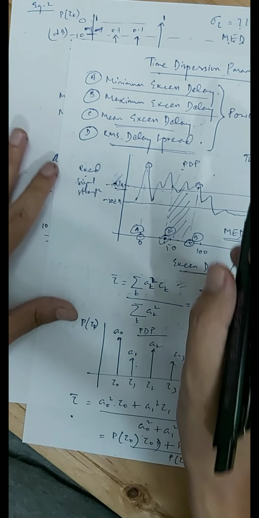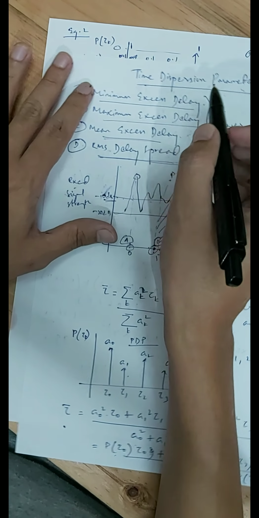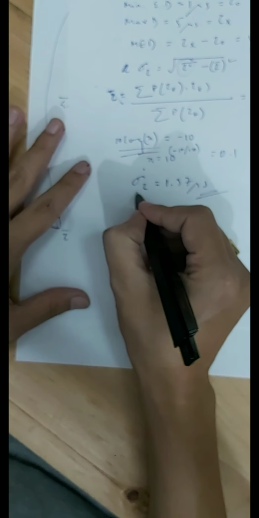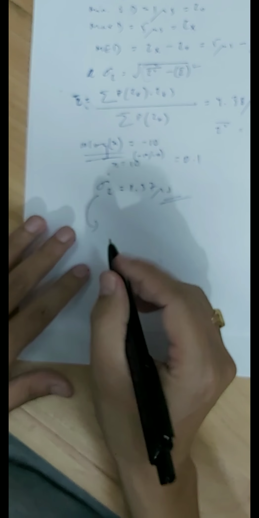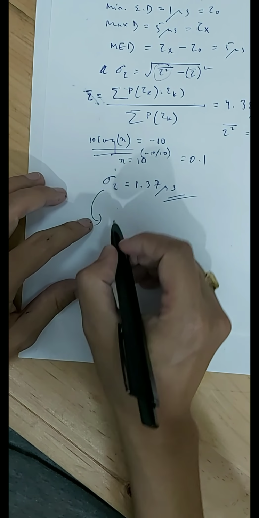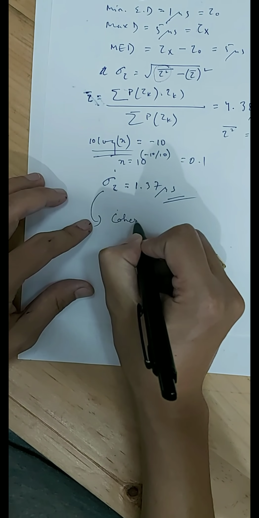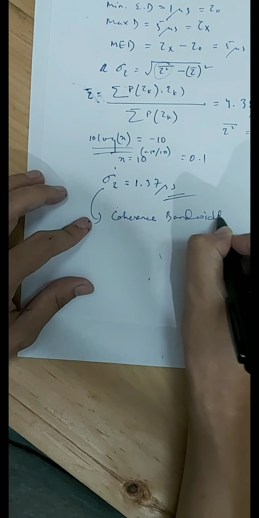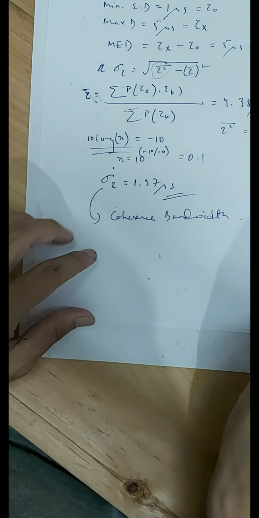So we end our lesson on time dispersion parameters here, and this tau k has a very important significance. From this tau k we can find your coherence bandwidth, which we'll see in the next class.